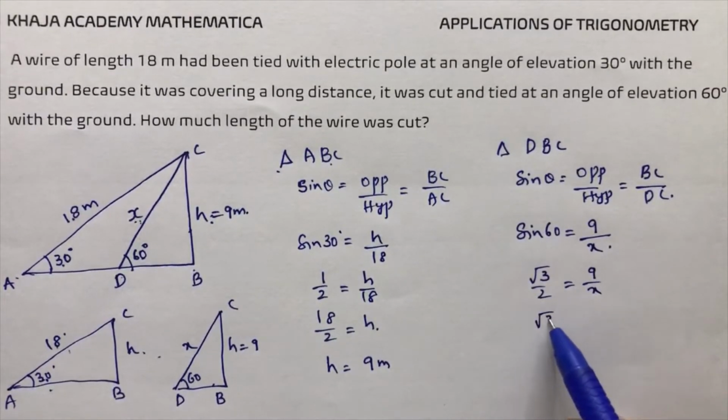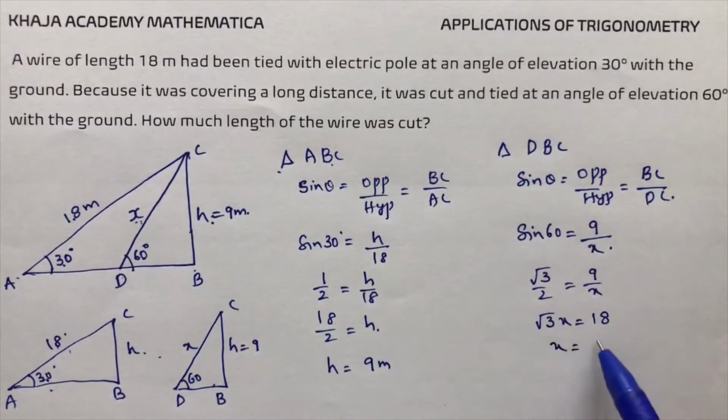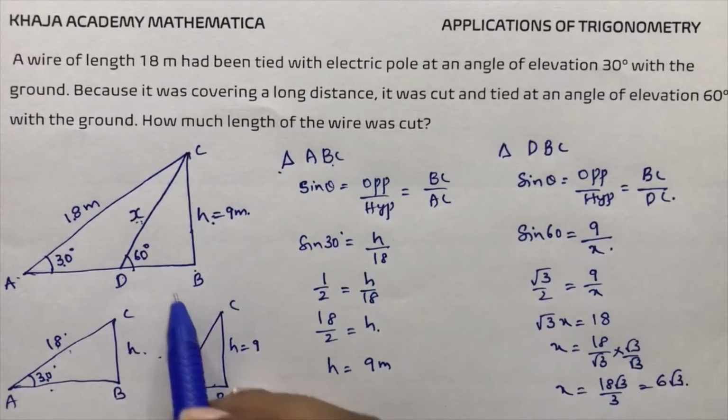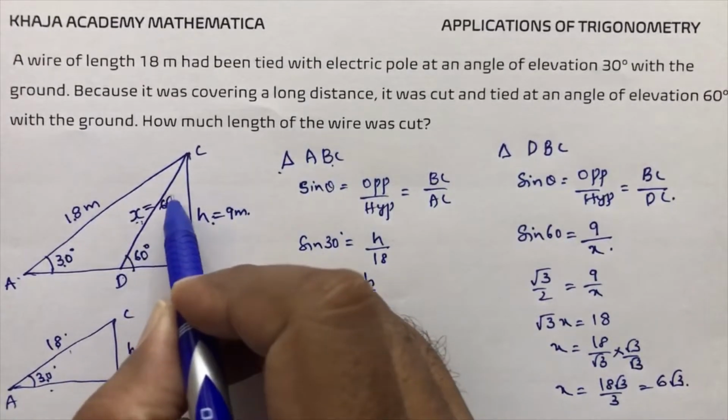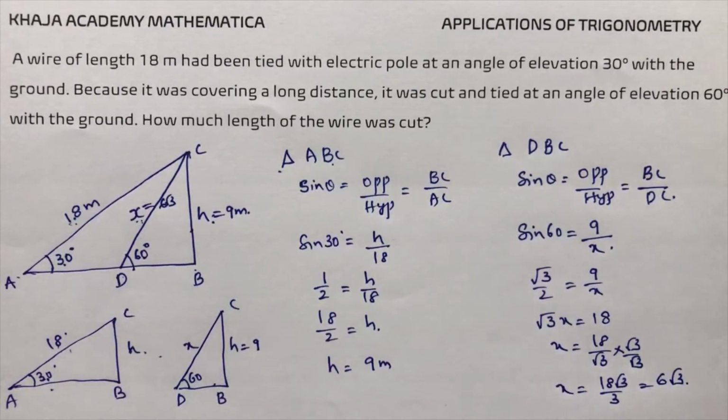Sine 60 is root 3 by 2 is 9 by X. If you cross multiply, root 3x equals 18. X equals 18 by root 3. So rationalize this, root 3 by root 3. So X equals 18 root 3 by 3, which is nothing but 6 root 3. So the value of X is 6 root 3. So before it was 18, now it is 6 root 3.